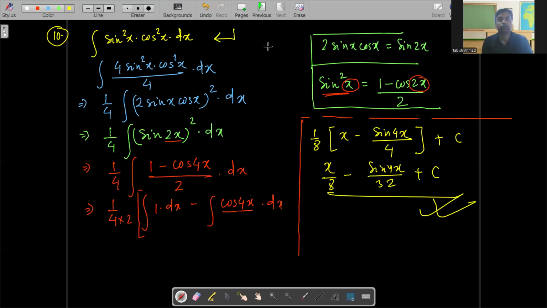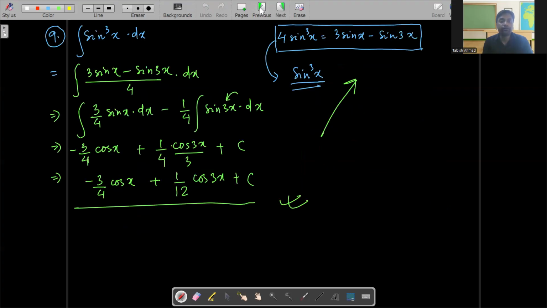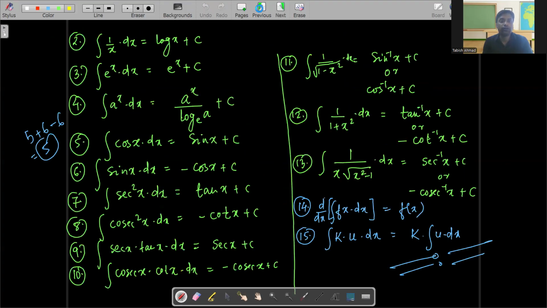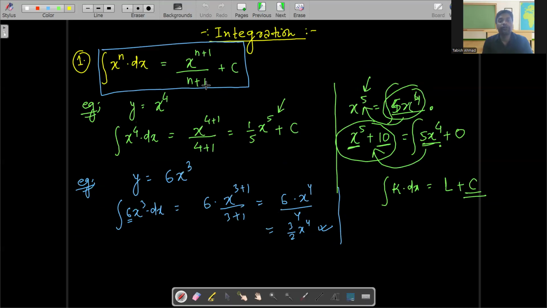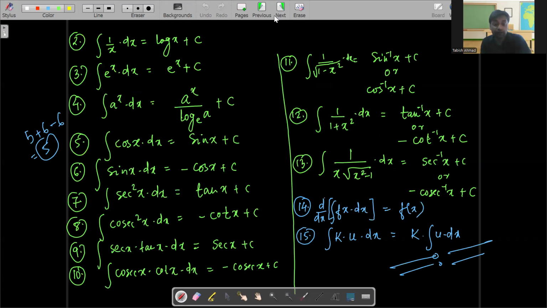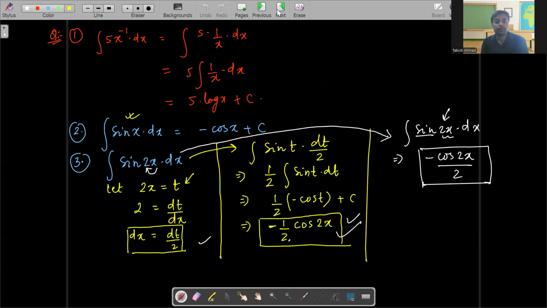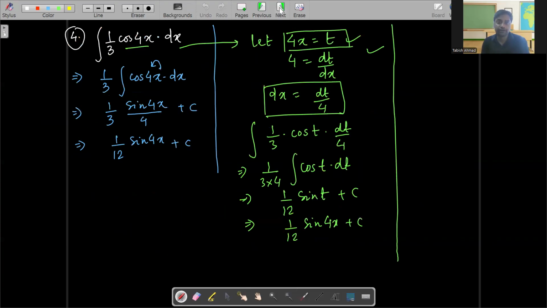Got it? So what we went through today: first we went through the integration formulae. What are the formulae here? We can see that x to the power n integrates to x to the power n plus 1 over n plus 1. So very nice. And then I have written all the formulae here, you go through this, and we did 10 questions on this.